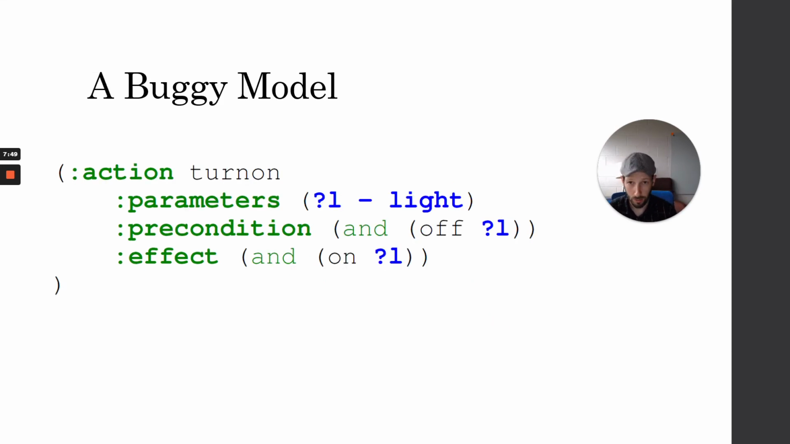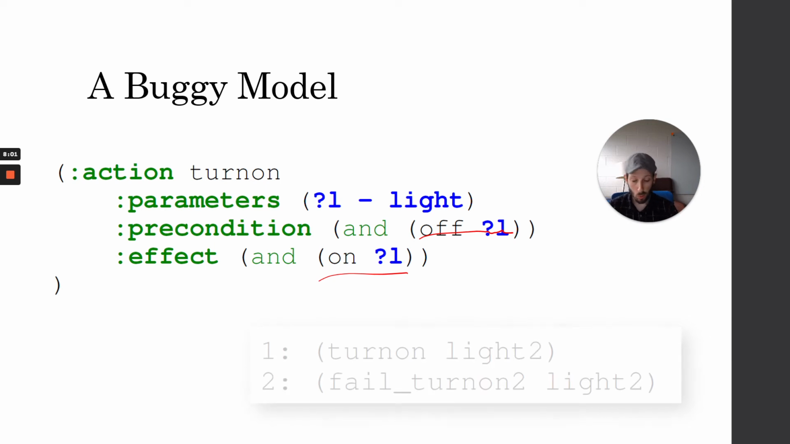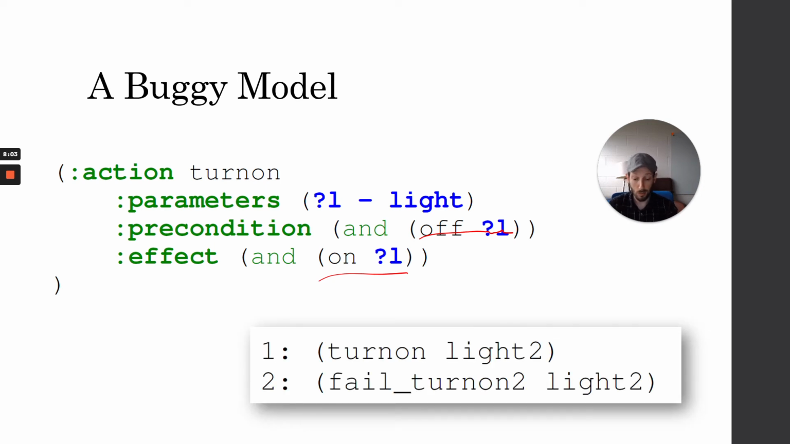And here's a buggy model. For example, if we were to change domain 2 to have the precondition that it's off, the effect that it's on, but neglect to include the fact that it should no longer be off, this buggy domain, when merged, will create a solution that looks like this. You first turn on light 2, that works in both of the domains just as you would expect, and then you fail to turn on light 2, which means that you can turn it on again in domain 2, but you cannot do it in domain 1.